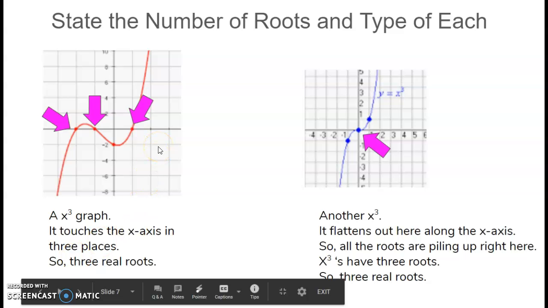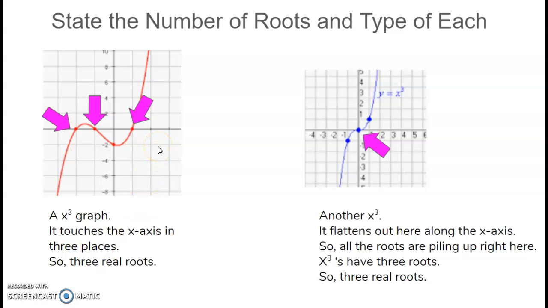Okay, so now we're looking at the x cubed graph, and the one on the left, it touches the x-axis 3 times. X cubes, if you recall, make a kind of funny looking S or a sideways S or a cursive N. So this one is touching it at 3 places: on the right, in the middle, and on the left. So I have 3 real roots.